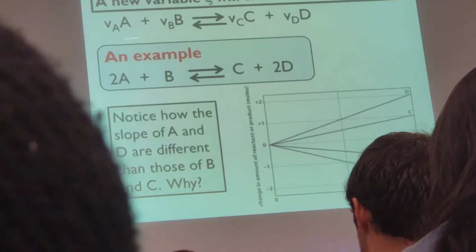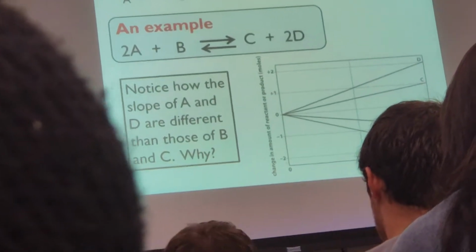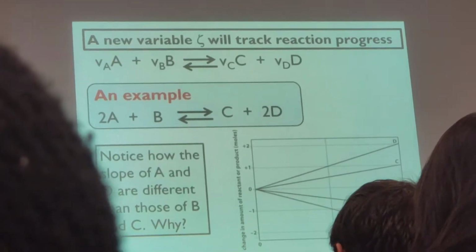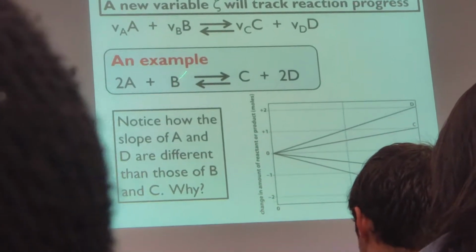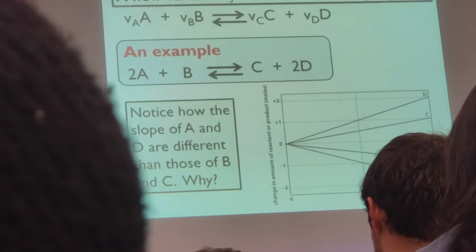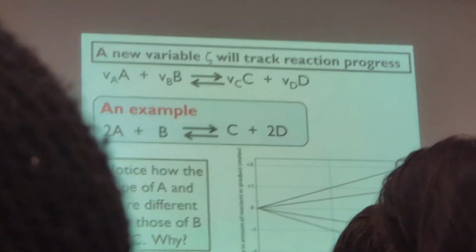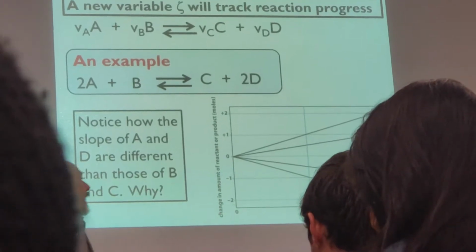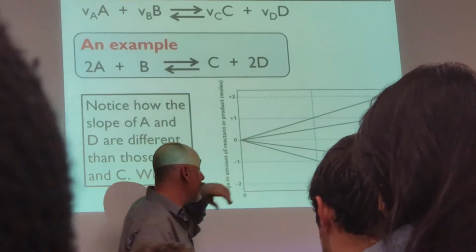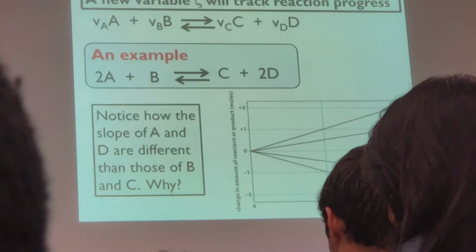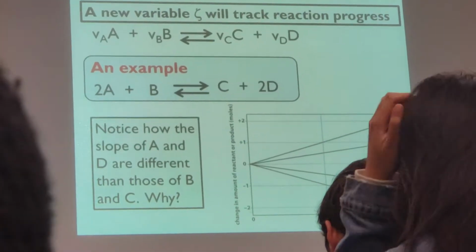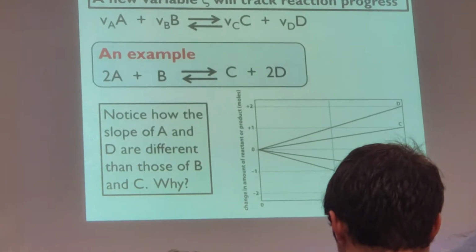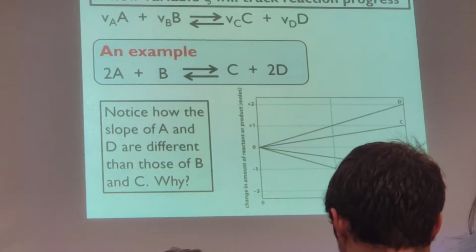Here's the generic equation, A plus B going to C plus D, with just some generic reaction coefficients. If I want to put in real reaction coefficients, let's just say 2 A's plus 1 B is going to go to 1 C and 2 D's. All right, so here's the reaction trajectory of A, B, and C and D. And what I immediately notice is the slopes aren't all the same. All right, so why are the slopes of B and C different than A and B?